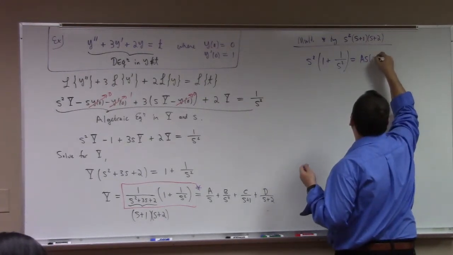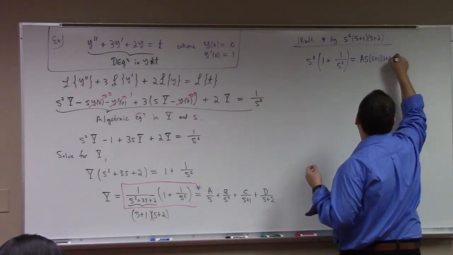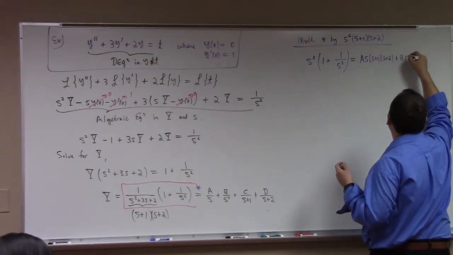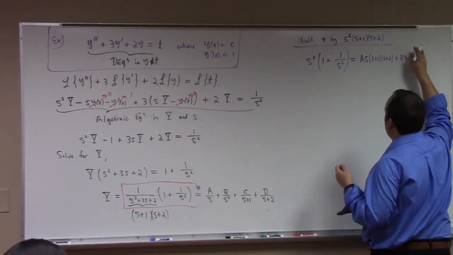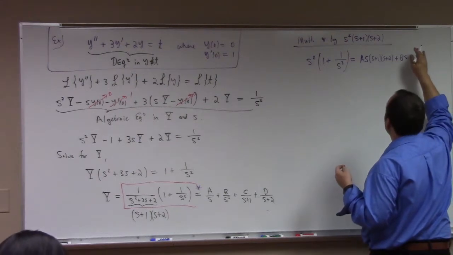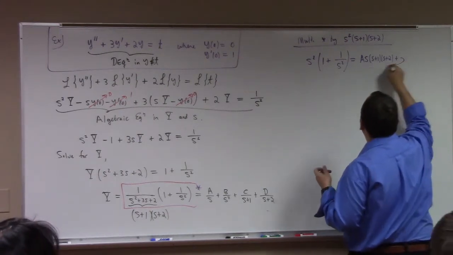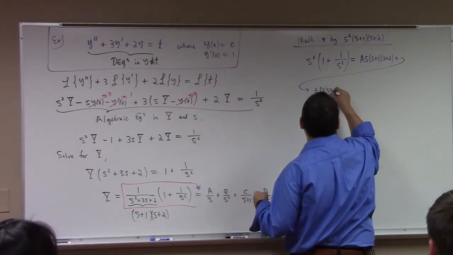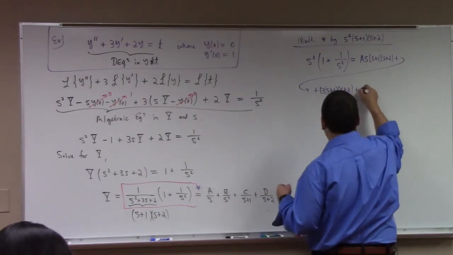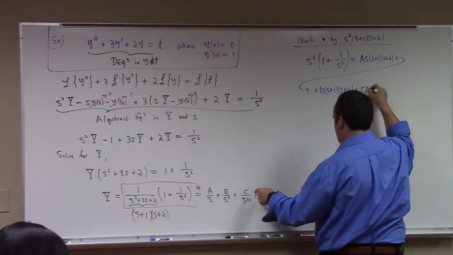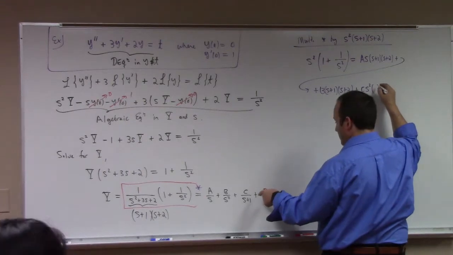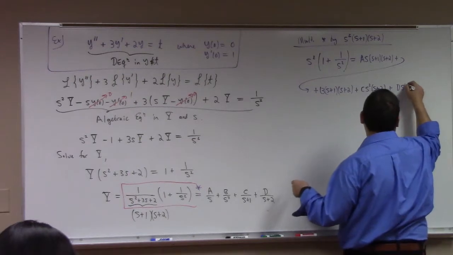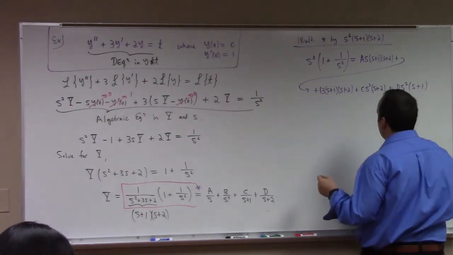As times s plus 1 times s plus 2, plus b times s squared times s plus 2, oh, poor planning on my part. Let me, goodness gracious, I'm going to have to continue down here. Sorry about that. B times s plus 1 times s plus 2, plus c s squared times s plus 2, plus d s squared times s plus 1.